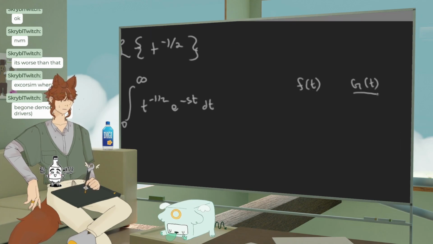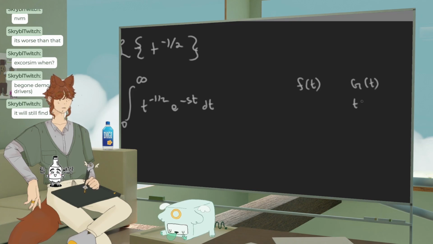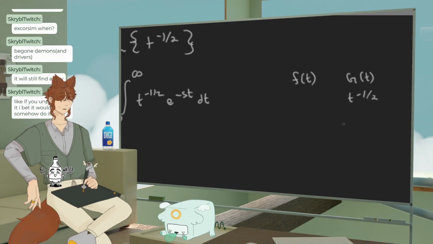Okay, it doesn't really matter what we do to e to the negative st. We could integrate it or take the derivative of it, but how are we going to get rid of this t? What I was thinking was we do t over here, so we can get it to do this.